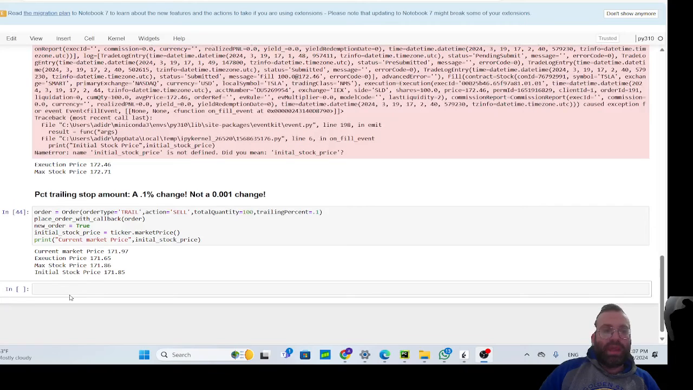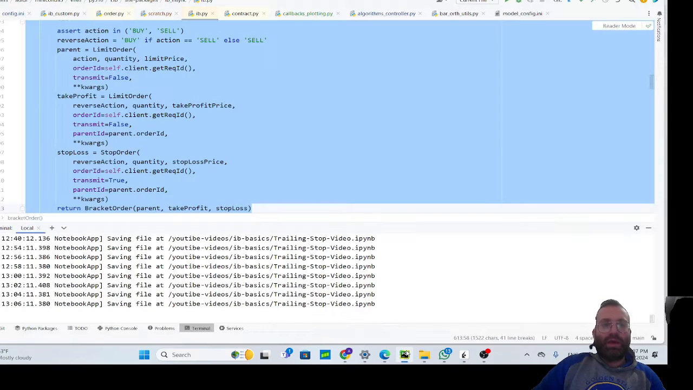Okay, so now I wanted to say one thing. Now that we've talked about trailing stops, you probably would want it as part of a bracket order, meaning let's say you buy the stock and then you have a limit, which is your take profit, and then instead of a stop loss, you'll have a trailing stop.